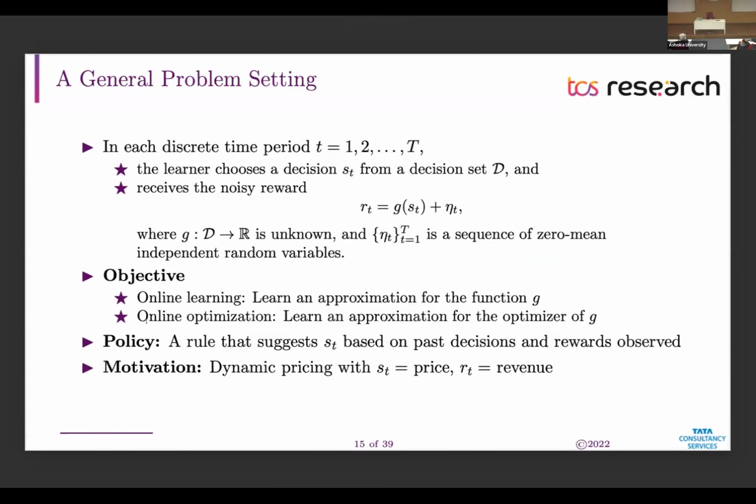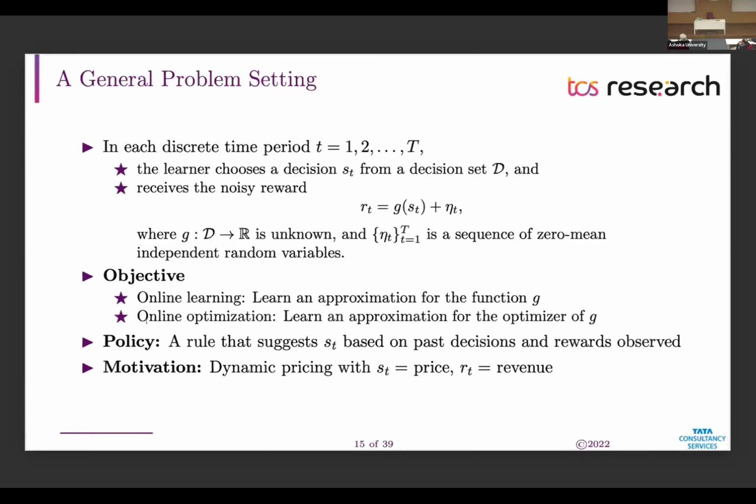So I'm going to be looking at this general setting. In each discrete time period, the learner chooses a decision from a decision set D, and I'm not at this moment telling you what the set is, and he receives a noisy reward. So the noisy reward consists of two parts. There's a deterministic part which is determined by the decision through a deterministic function g, which however is unknown. And then there is an additive noise, and this noise is a sequence of zero mean independent random variables. So you could say that the mean reward is a deterministic but unknown function of the decision.